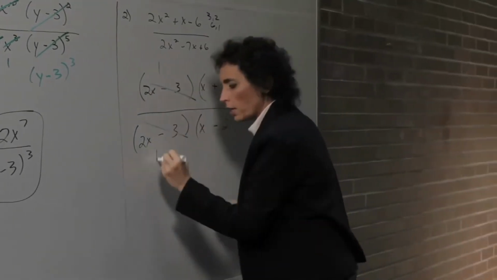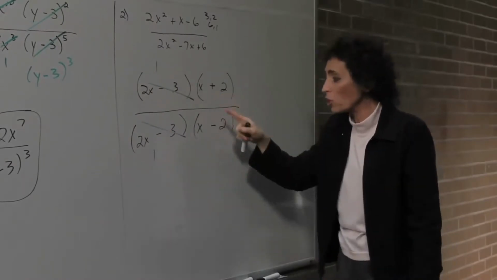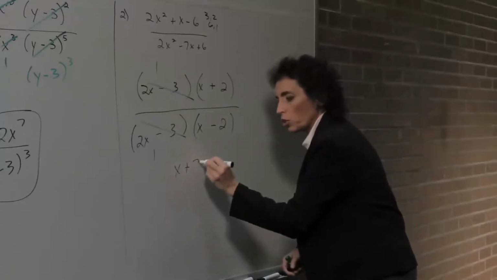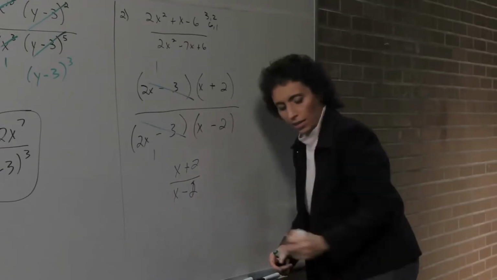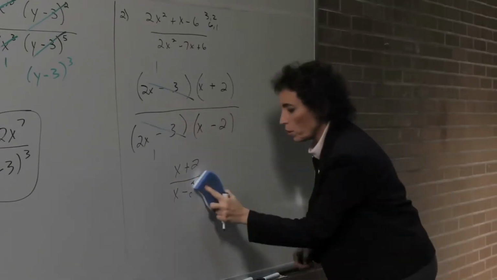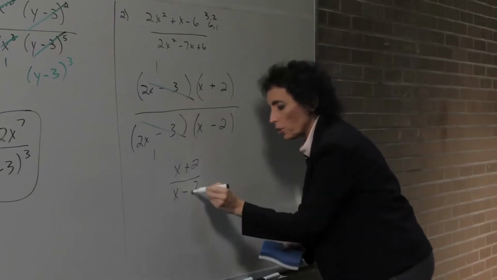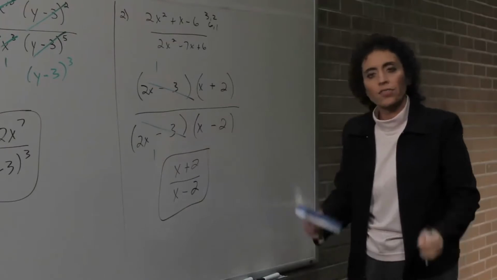I cannot reduce these, but these are not the same. They have to match completely. Okay, let's take a look at this. So our answer is x plus 2 over x minus 2. I love that 1 for some reason. The 1 keeps getting in my head. x plus 2 over x minus 2. And I can't reduce anything left because now we just have terms. And that's it. That's the end of that problem.